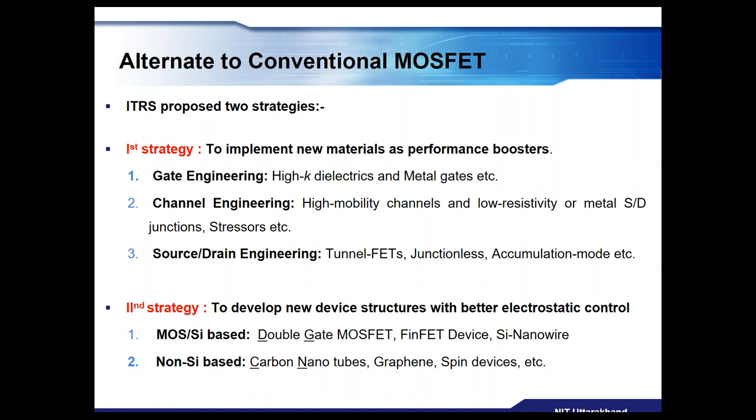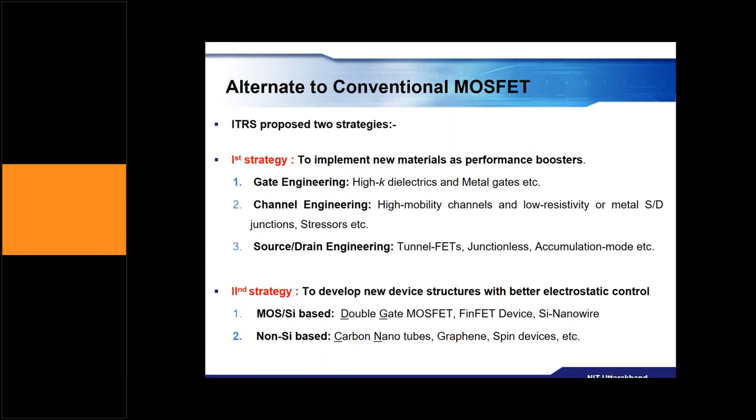So these are the alternatives to the conventional MOSFET devices, the ideas that were posed. The first strategy is to implement new materials as a performance booster, and the second strategy is to develop a new structure with better electrostatic control. In the first strategy, high-k gate dielectric and metal gate are used.